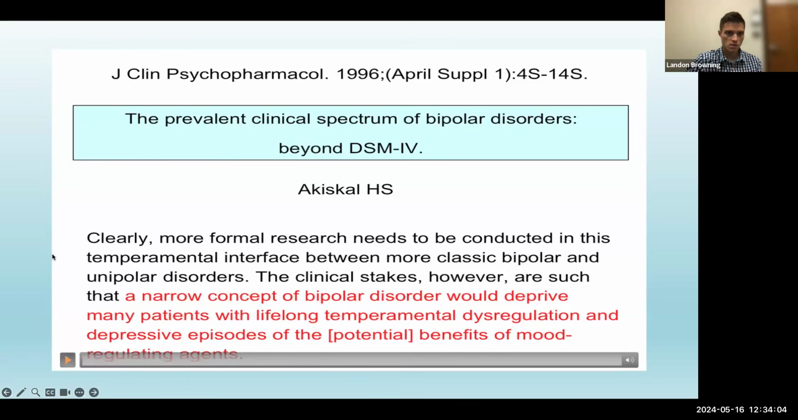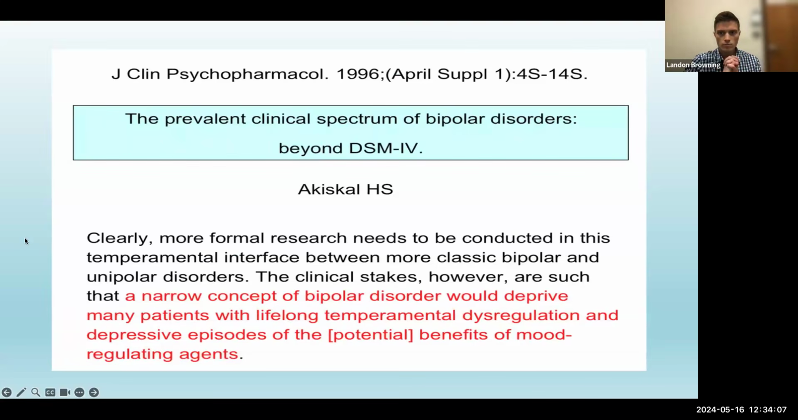So I just want to show this paper when I said something that DSM-5 would kill me if I say this, because this is the big debate. A narrow concept of bipolar disorder would deprive many patients with lifelong temperamental dysregulation and depressive episodes of the potential benefits of mood regulating agents in the absence of evidence. But as a clinician, what do you do? You have the right to prescribe, but a lot of people would frown upon this kind of practice. I'm not going to ask any one of you what you do, but this is what I said in the Journal of Clinical Psychopharmacology.